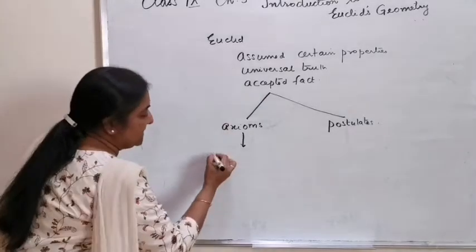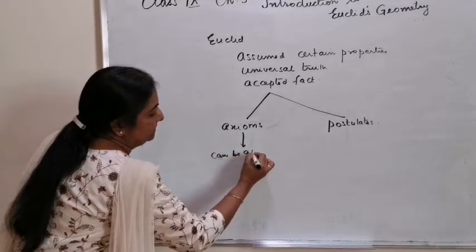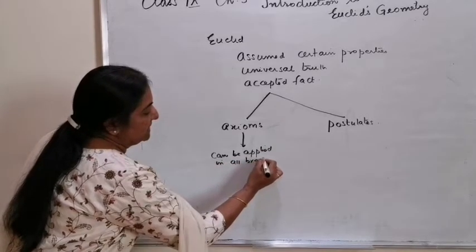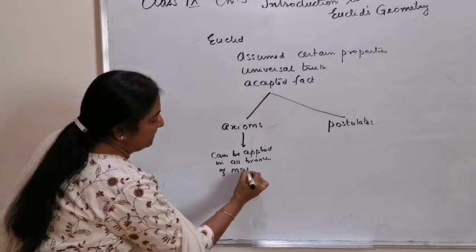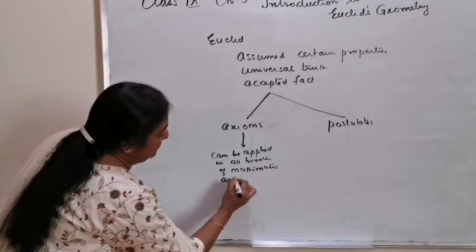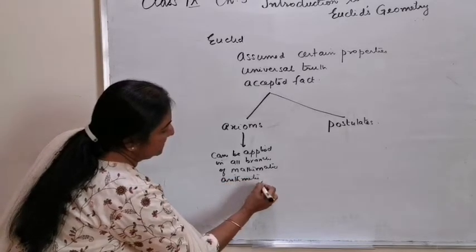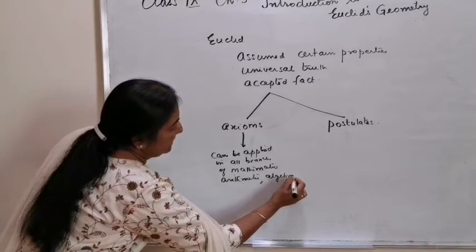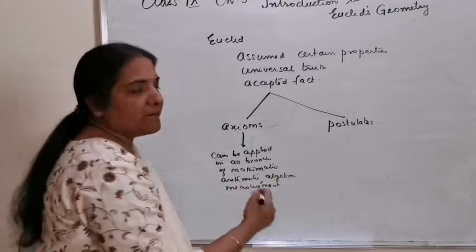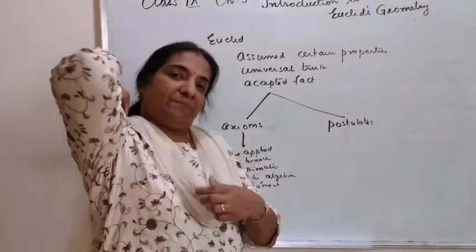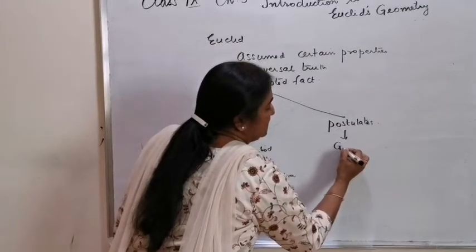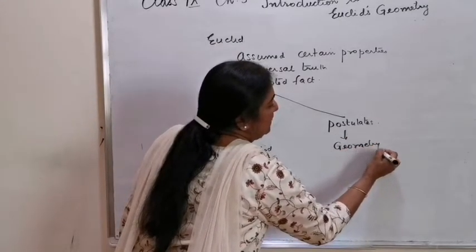That is, the axioms can be applied in all branches of mathematics. That is, arithmetic can be used in arithmetic, algebra, then measures or measurement in all branches of mathematics, and the special name given for the accepted facts in geometry was postulates.